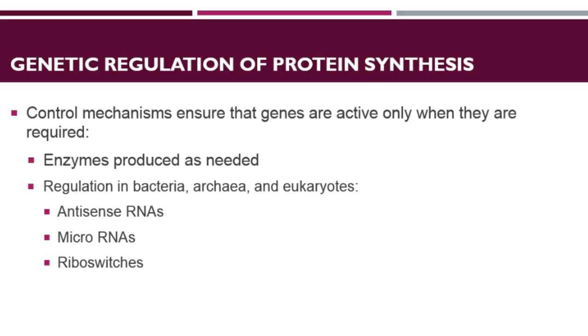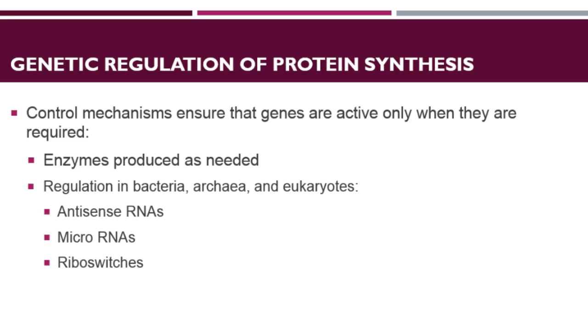So there are a number of control mechanisms that are used by cells to ensure that genes are active only when the products that they code for are required. So enzymes are produced only when they're needed.